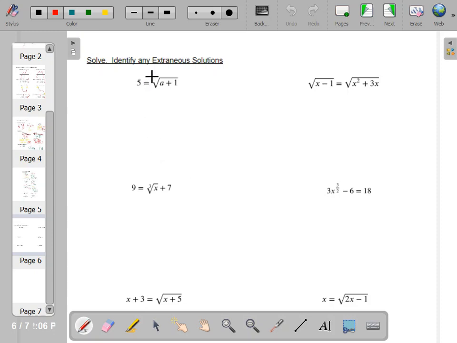Last thing, we're going to solve. So to undo a square root, we square both sides. Now I have 25 equals a plus 1. That means that a is 24. Subtract 1. Go back and check it. 24 plus 1 is 25. The square root is 5.